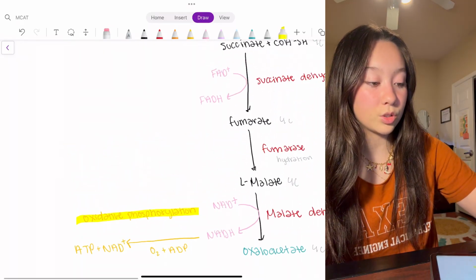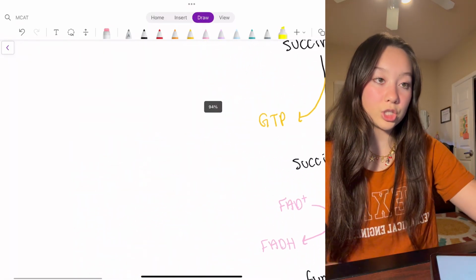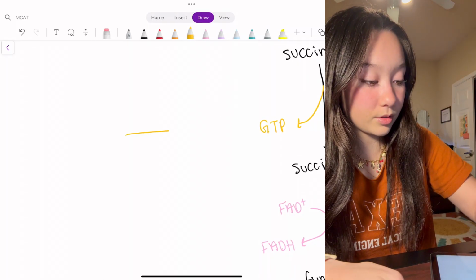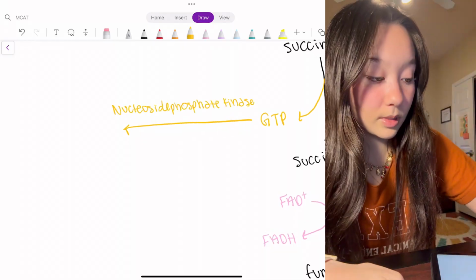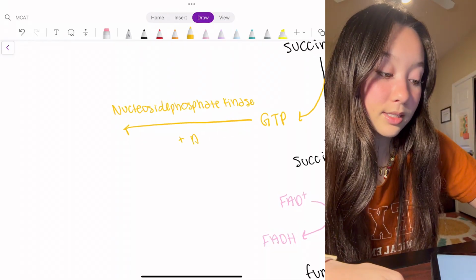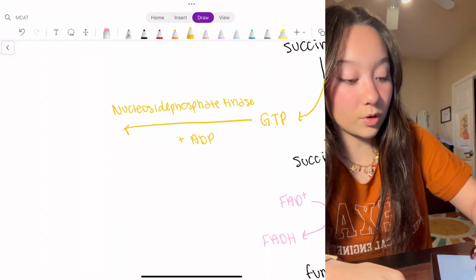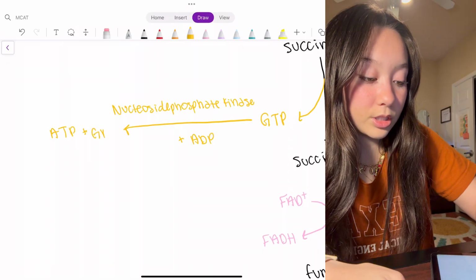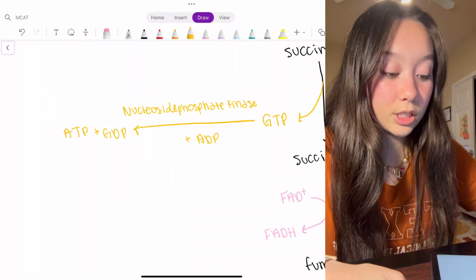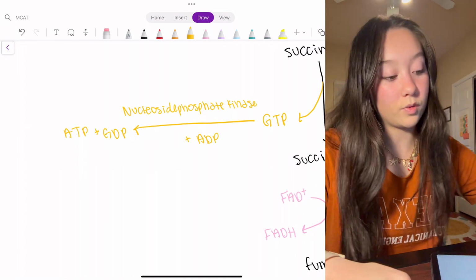If we scoot back up here to when we made a GTP, if we use an enzyme called nucleoside phosphate kinase and also an ADP, we can form ATP plus GDP. So we turn that GTP into an ATP, which is more useful for us.